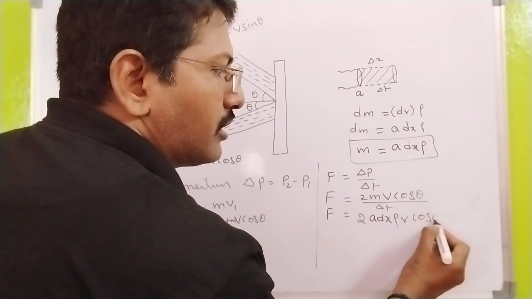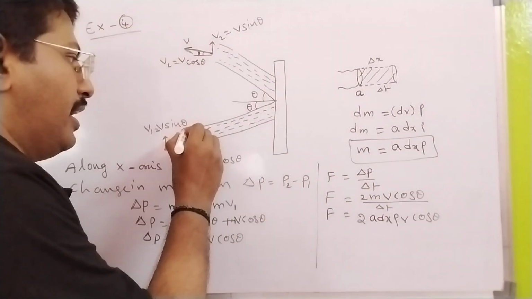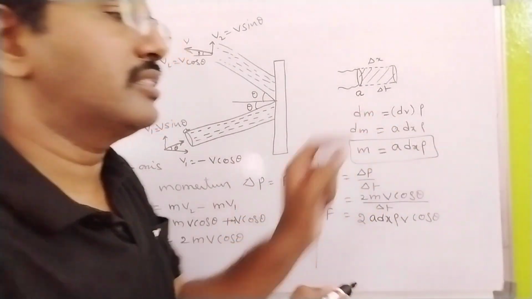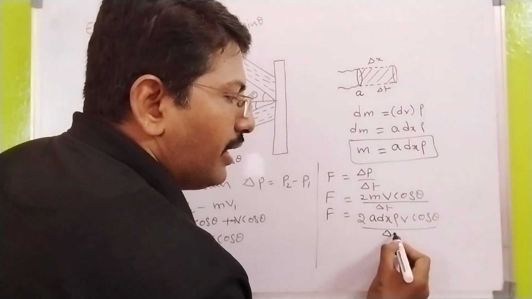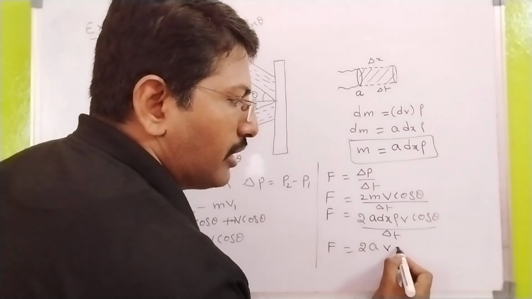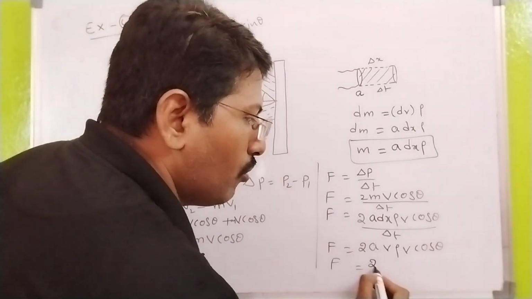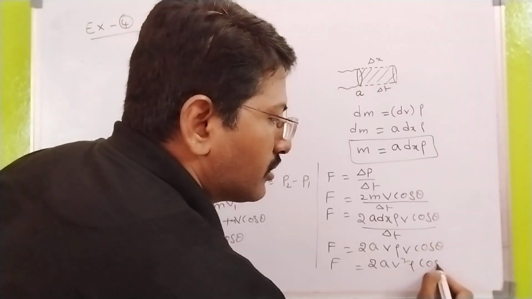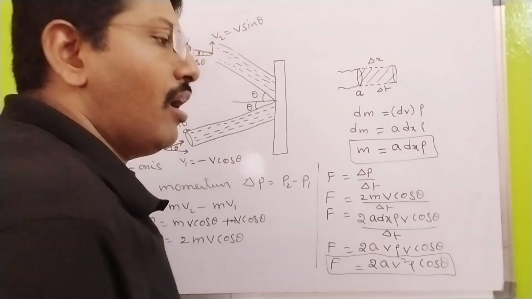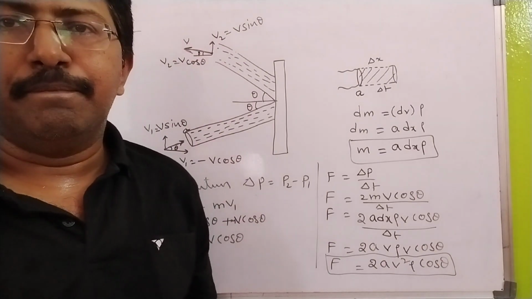Earlier I calculated mass, where A is the area of the tube. So here, in dt seconds, dx is the displacement of the water, times the density of the water, divided by dt. So F is equal to 2A dx by dt, which can be written as velocity, rho v cos theta. So force F is equal to 2A v square rho cos theta. This is the force exerted by the water on the wall. What is the formula here? F is equal to 2A v square rho cos theta. Okay, next, one more example.